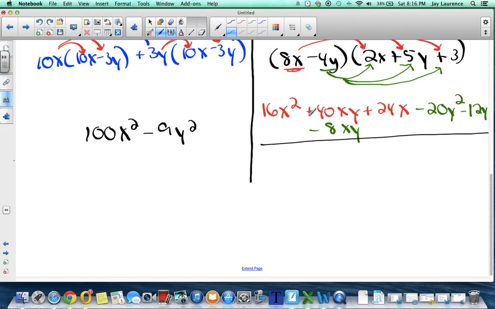All right, anyway, so I'm going to combine like terms. I'm going to get 16x squared. I've got a positive 40 and a negative 8. That's going to be positive 32xy. Then a positive 24x. And then a minus 20y squared. And a negative 12y. All right, there we go.